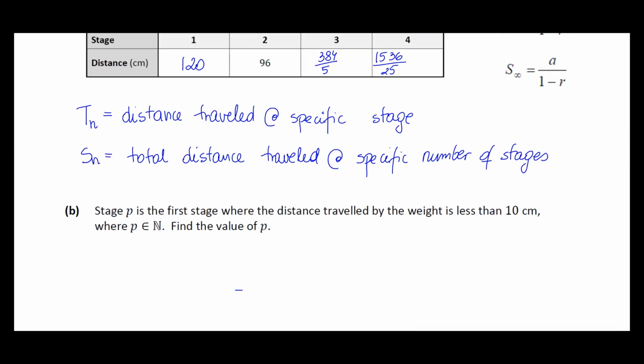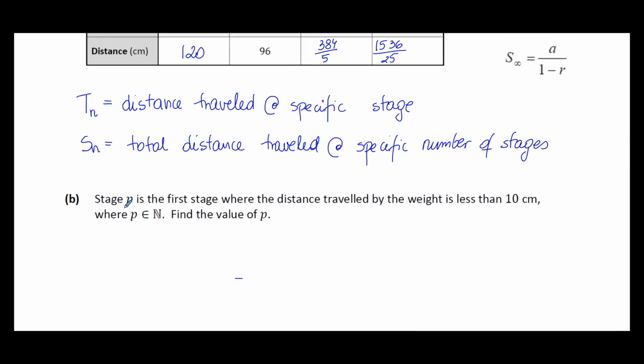So let's have a look at that part B. Stage P is the first stage. When they are talking about stage P, they are talking about term P. It is the first stage where the distance travelled by the weight is less than 10. Tn is the distance travelled at a specific stage, and in this case, we are talking about stage P. And they are telling us that the value of Tn is less than 10.